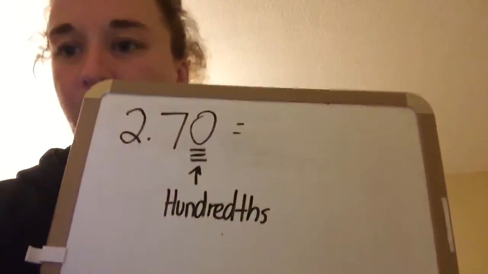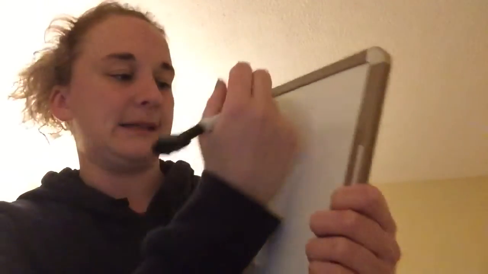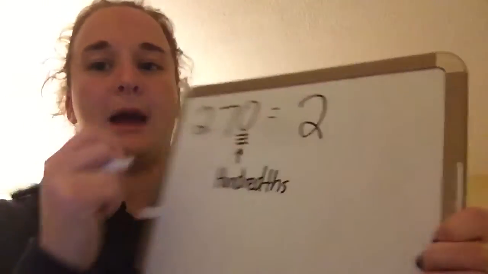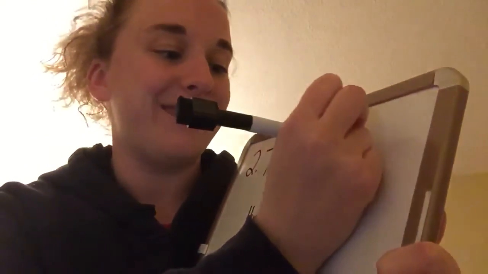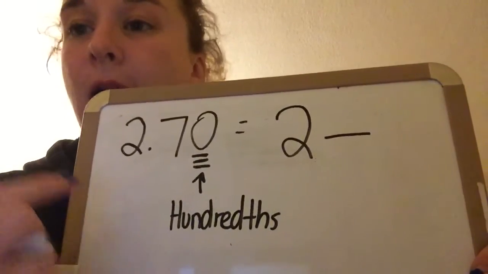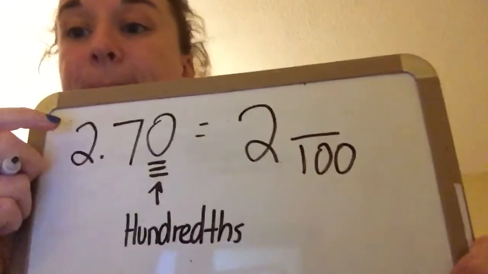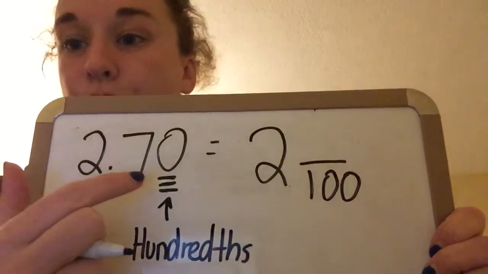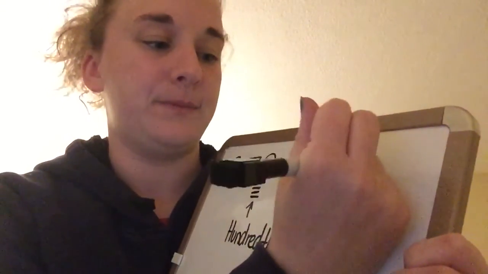So to find my whole number, I'm going to look at my numbers before the decimal, and in that case, it's 2. Okay? Now I'm going to write my fraction. The last place value I see, and the place value I read, was hundredths. Okay? So my denominator is going to be 100. My numerator is going to be 70 because it's 70 hundredths.